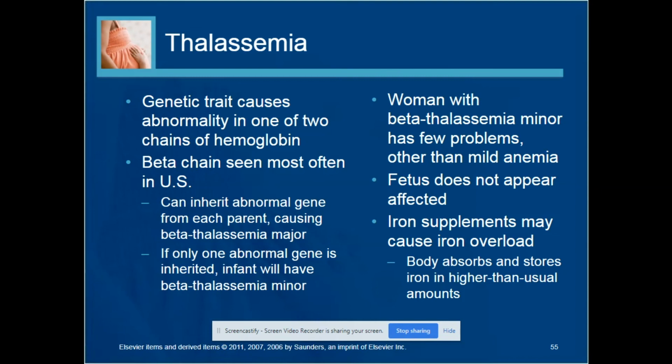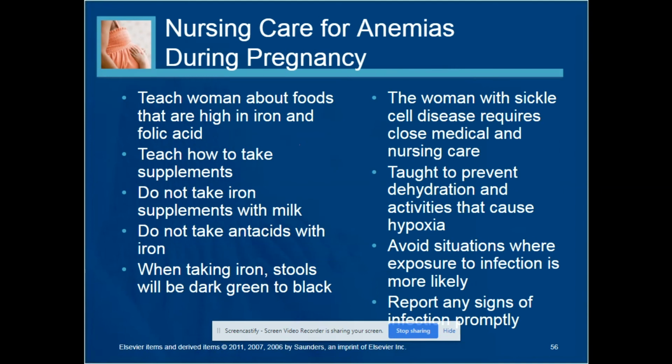Iron supplements may cause iron overload because the body absorbs and stores iron in a higher than usual amount. It's kind of the opposite of what we've been talking about. So nursing care for anemias during pregnancy: we want to teach the patient what foods, like I told you, are high in iron and folic acid. So if you don't remember those, please look back at your med-surg notes and review.